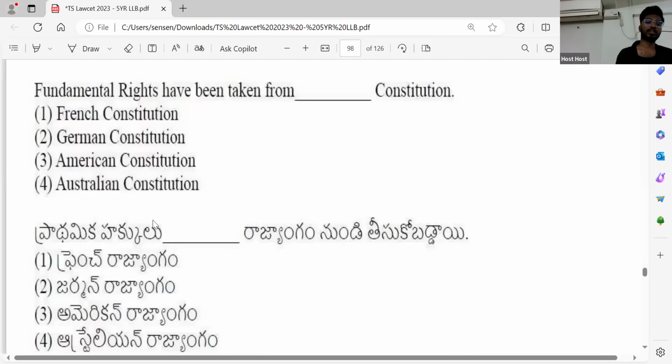Next. Fundamental rights were taken from which constitution? Very good. American Constitution, right? So in America, it is known as Bill of Rights.